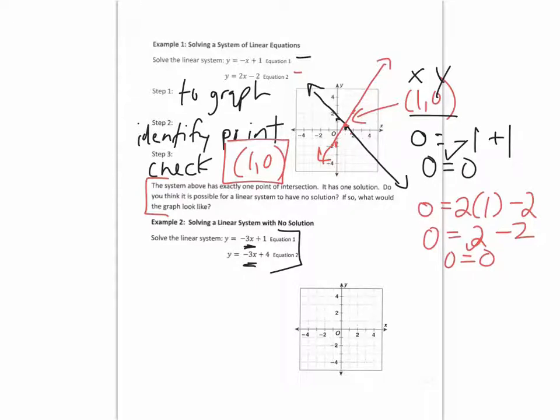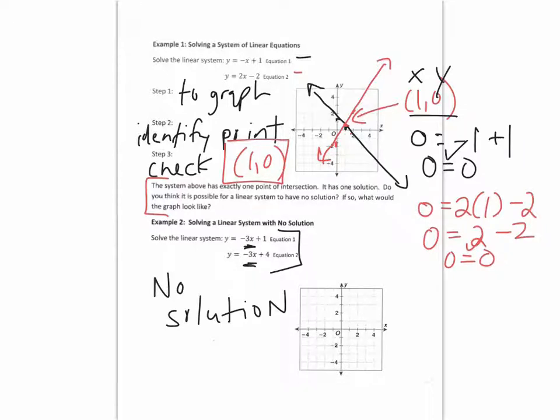And I'm going to say right here that this has no solution. I know these lines are parallel, therefore they'll never intersect. Now, if you are doubting me, you're not sure, or maybe we don't notice right away that these lines are parallel, I can graph them and see that.